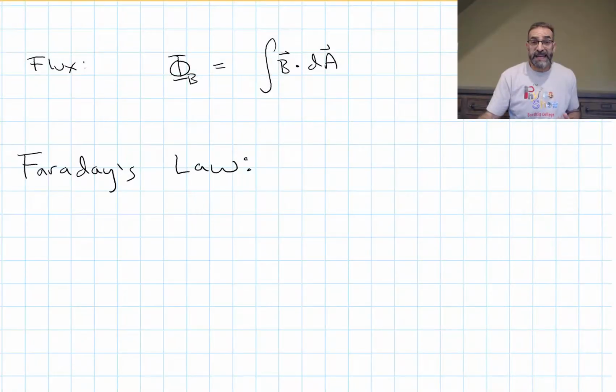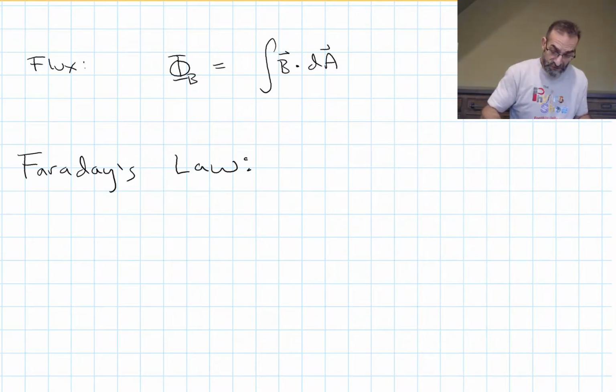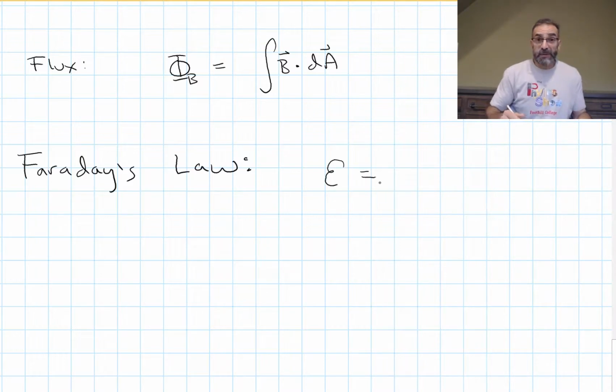Well, what is it that depends on the change of magnetic flux? We had a loop of wire, no batteries, no source of EMF. When we moved the magnet toward it or away from it, we would get current flowing, as if there was a battery hooked up there, as if there was an EMF induced in that loop of wire. So we say the induced EMF is equal to the rate of change of the magnetic flux with respect to time.